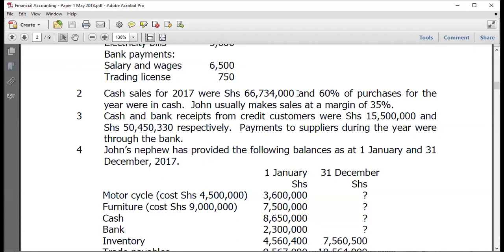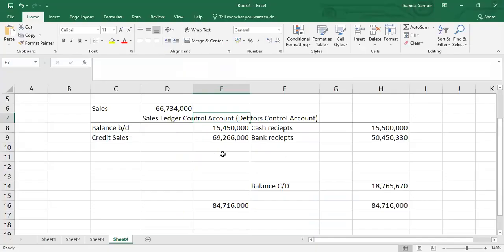Remember, this is a business that deals in cash and credit sales, okay? Because they already even told us here that they had some cash and bank receipts from customers. So I have to determine my credit sales. That is the reason why I've gone ahead to draw up this account, which I'm calling my debtors control account or sales ledger control account. Okay, so that is what has happened.